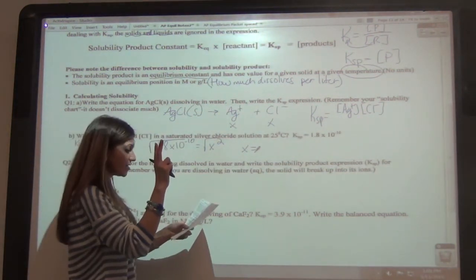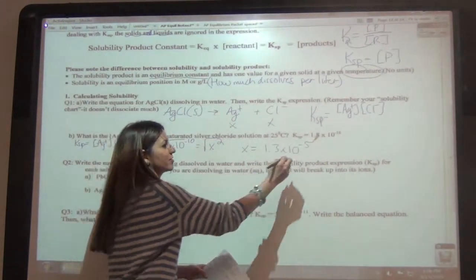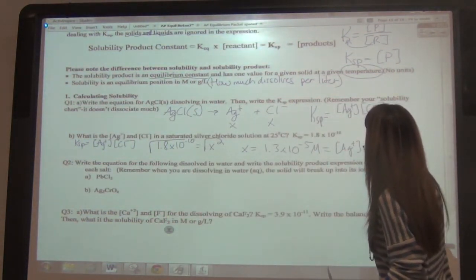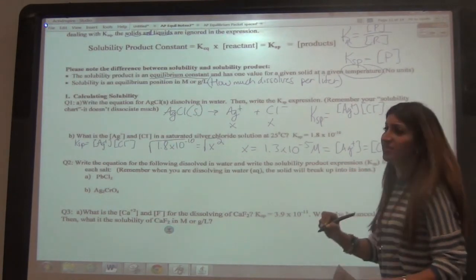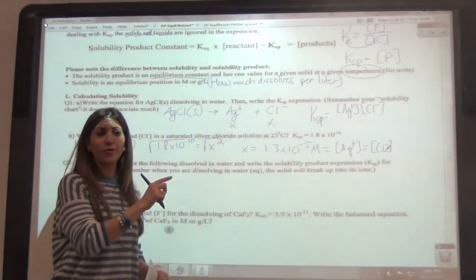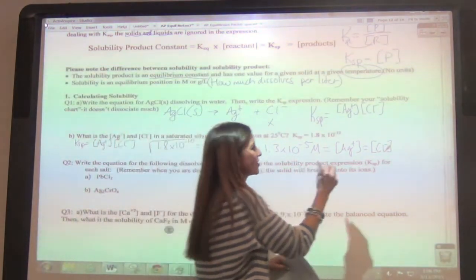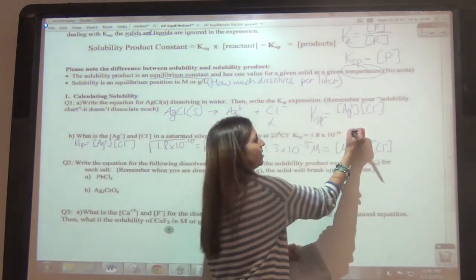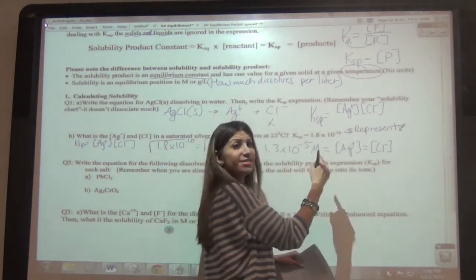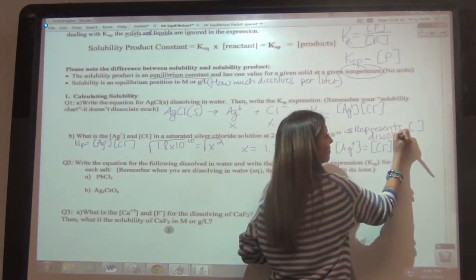So let's use 2 sig figs. So is it 1.3 times 10 to the? Negative 5. Awesome. And now it is molarity, and this is equal to our Ag plus concentration, which is also equal to our Cl minus concentration. But keep in mind, this is the solubility of it. In other words, this is how much that did what? Dissolved. Awesome. So what this represents is the concentration that dissolved.